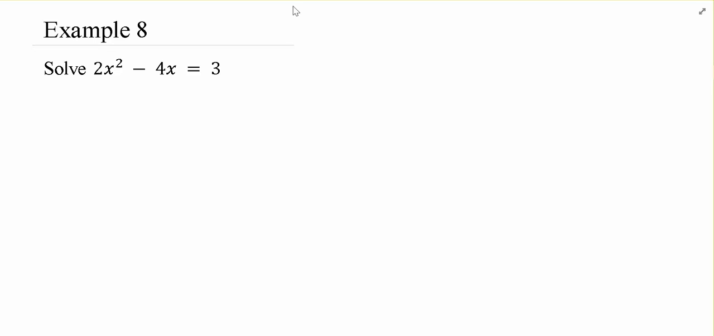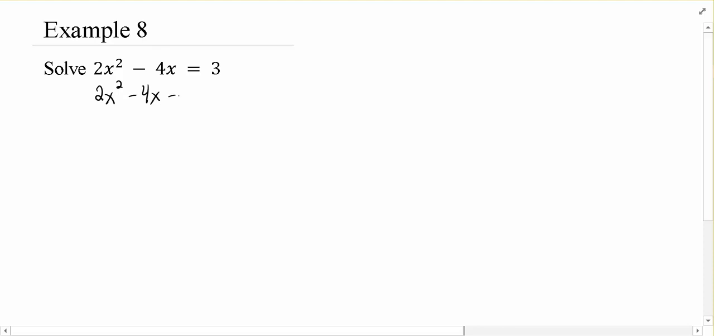Now, in this next example, we're going to go through three different situations that can arise that are each a little bit different, but basically around the same idea. In this first one, we're not in the form of ax squared plus bx plus c equals 0. Before we can jump into the quadratic formula, we need to be in that form. So the first thing we would do in this problem is subtract the 3 to the other side.